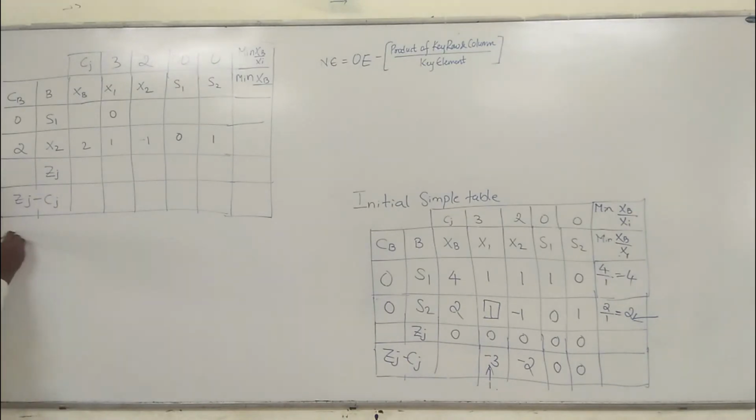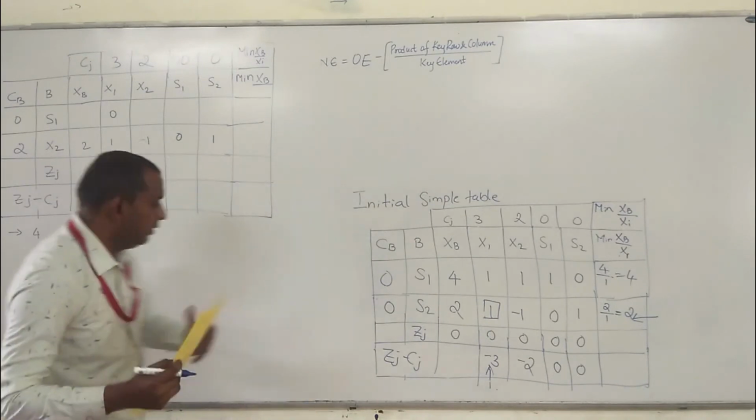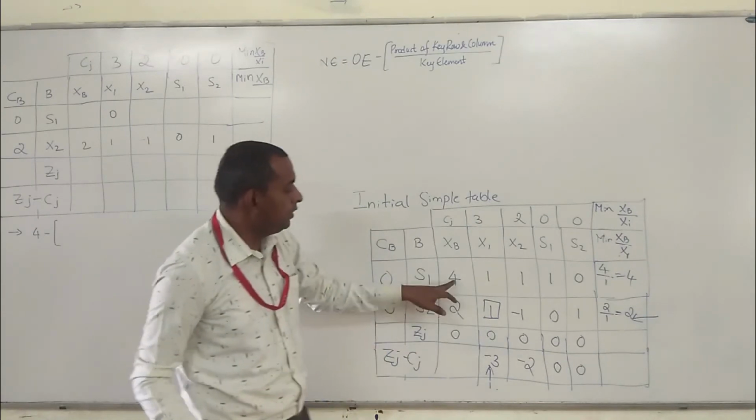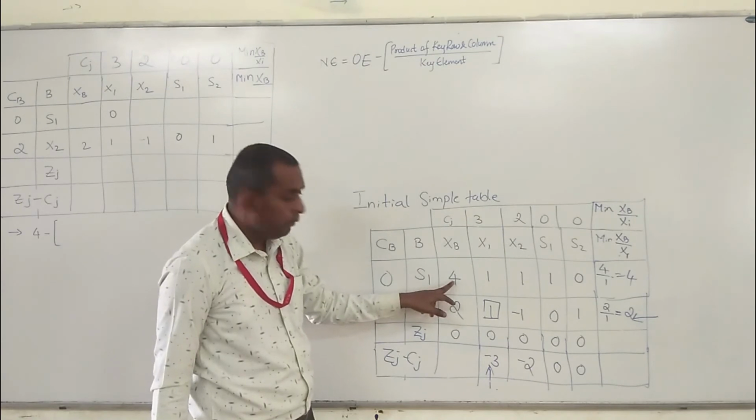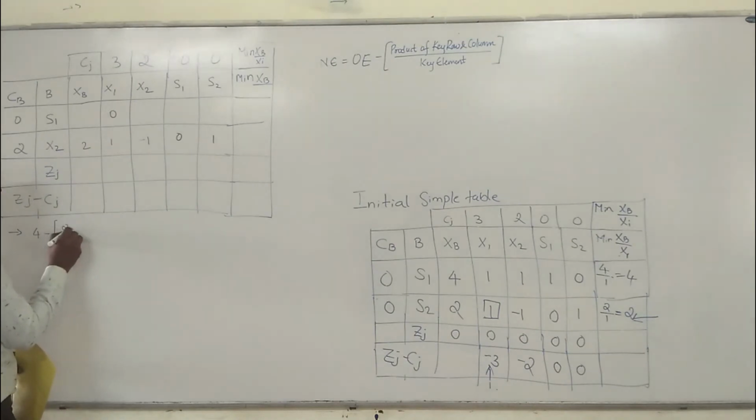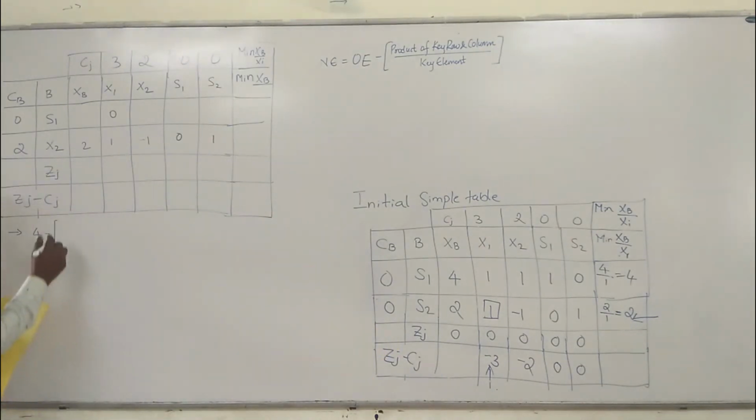So let me write this one with an arrow mark. That is 4. Is it 4? That is old element minus product of key row and key column. That is 4, fine. 4 into 2. That is 4 minus 2 into 1. Fine. You can also do it like this, 4 minus 1 into 2, divided by 1.